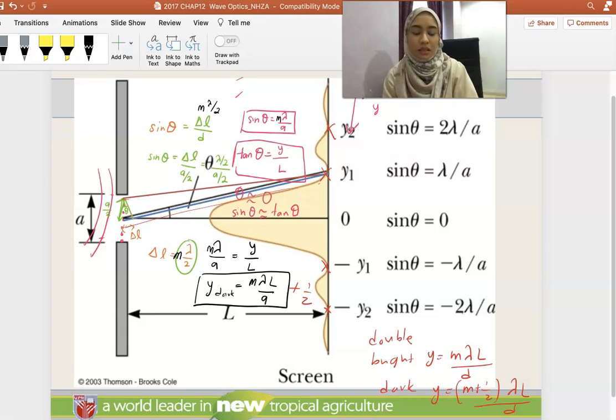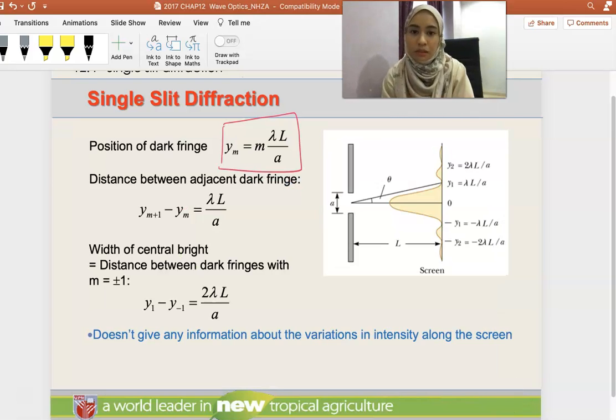Okay, so that is the derivation. Now, let's take a look at the equation to summarize single slit. The position of the dark fringe is given by ym equals m lambda L over A. Remember, A is the width of your slit. The distance between the adjacent dark fringes gives me the width of the central band.